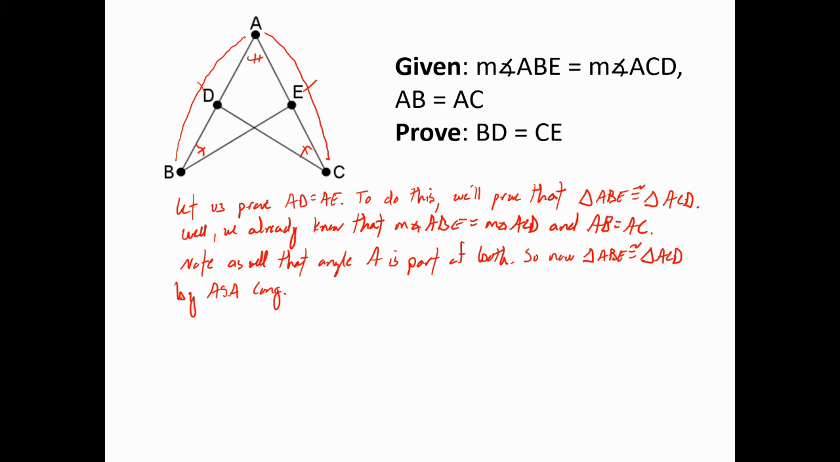And do note that even though this is paragraph style, the logical standard is still the same. We make statements, and we give reasons for them, right? Okay, so that's what it takes ultimately to create a proof, and we have done that. And thus, by CPCTE, it follows that AD is equal to AE.